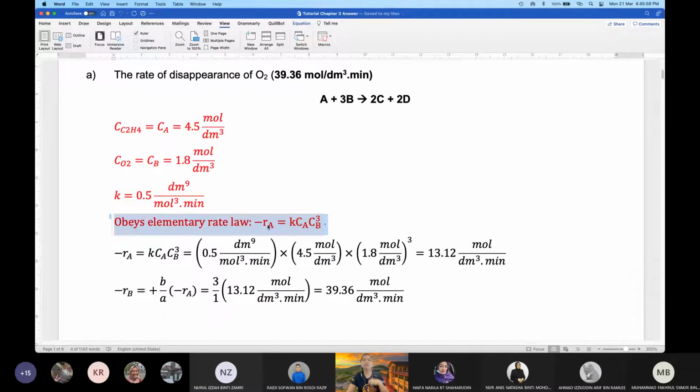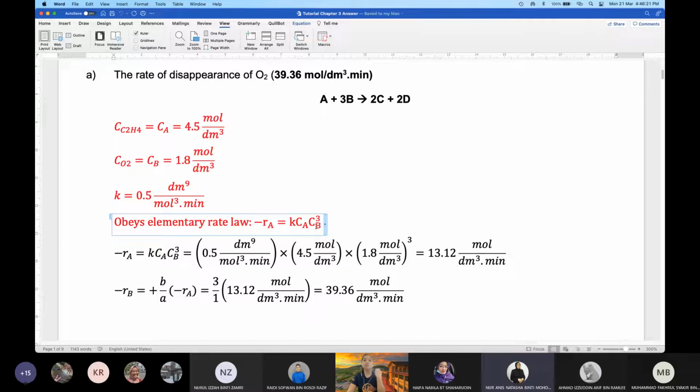Kita dah elucidate. We have already found out the rate law as minus RA equals to K CA, technically power 1, CB power 3. Because first order with respect to A, third order with respect to B. Okay, so you just substitute in the numbers. The K is already given. K is already given as 0.5. So you replace K 0.5.